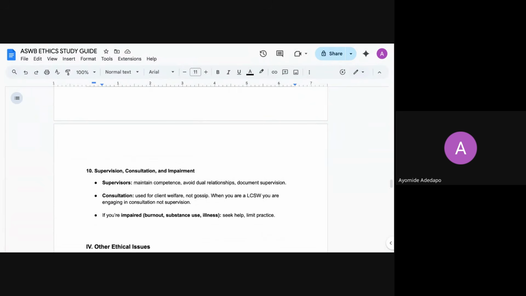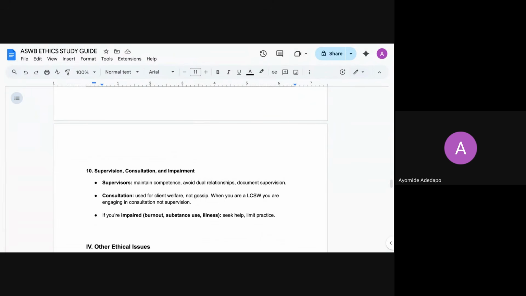If you are impaired, burned out, using substances, or ill, seek help, limit practice, right? There's a lot of questions that talk about that you are a social worker, you're burnt out. What's the first thing you need to do? You need to go talk to your supervisor or consult with someone. That's what you need to do, right? And then after you do that, then you may decide to take time off, whatever that is. But you don't want to engage in practice and you're burnt out, because now that can negatively impact the clients that you're working with. Okay, so remember that.